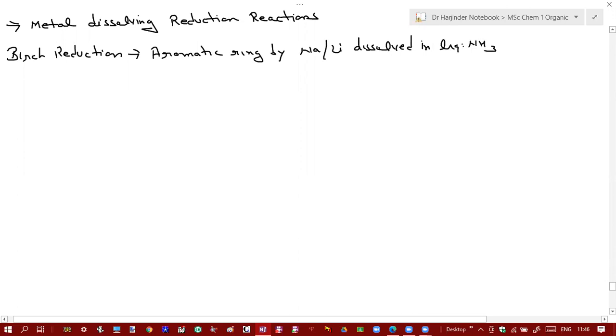So dissolving metal reductions means your metal is dissolved in some solvent. It may be sodium or lithium metal in liquid ammonia. That is also called Birch reduction in the case of aromatic rings. We have already done this. Or you can also reduce carbonyl compounds or conjugated dienes.